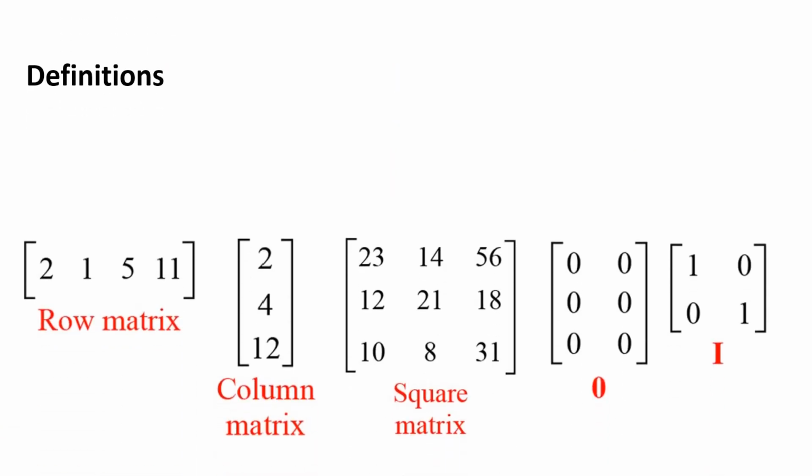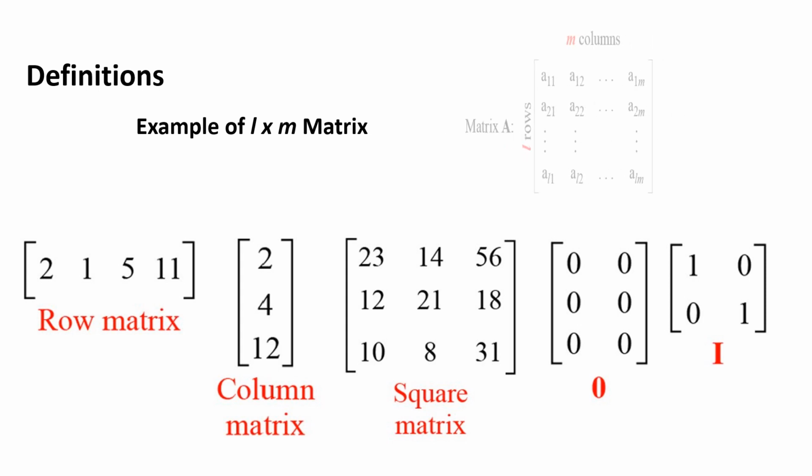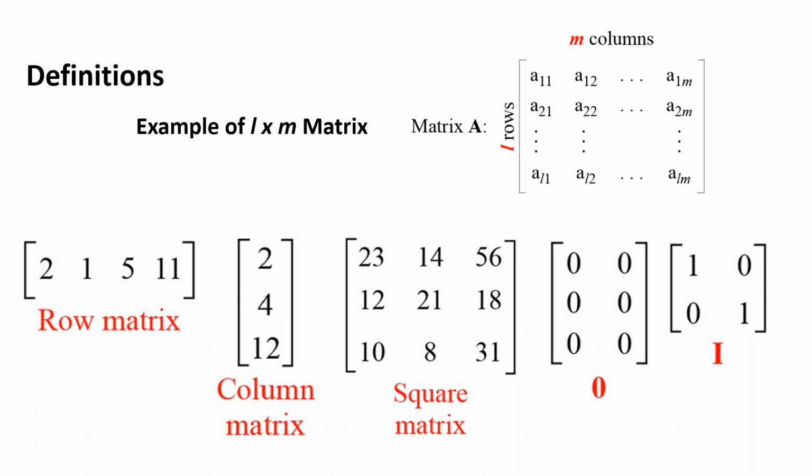A matrix is a rectangular array of l times m elements, in which l is the number of rows and m is the number of columns. If a matrix has only one row, l equals 1. It is called a row matrix. If it has only one column, m equals 1. It is called a column matrix. In a square matrix, in which there is the same number of rows and columns, l equals m.